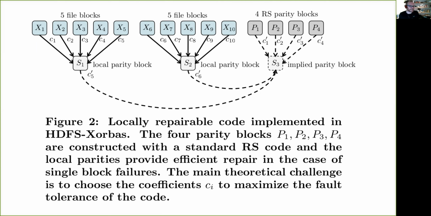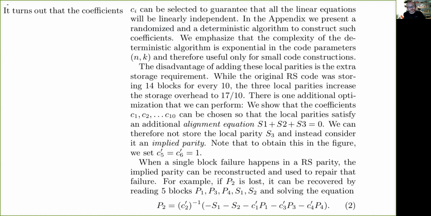It's really strange to just talk into a board, so excuse me if I get freaked out every now and again. So the 4 are just straight up Reed-Solomon, but the local parity and this implied parity are chosen such that, and it says the main theoretical challenge is to choose the coefficients Ci, as in the elements of the matrix, to maximize the fault tolerance. So the paper says, it turns out the coefficients can be selected, blah, blah, blah. And it's like, here is how we select the matrix to make the equations you need to solve.